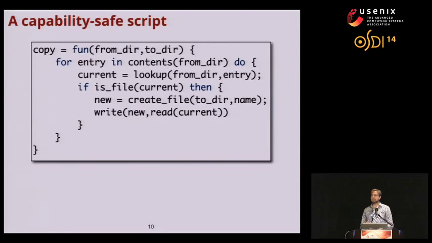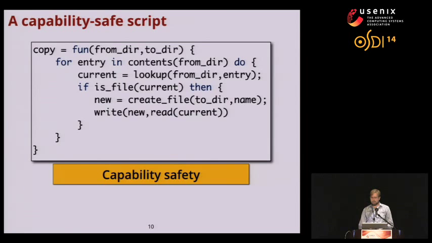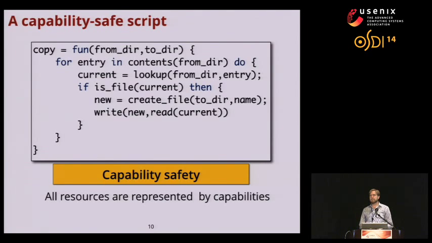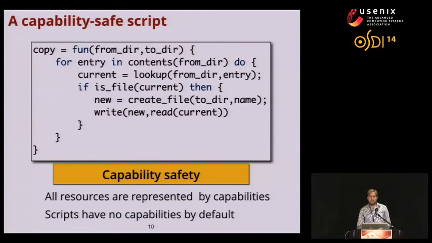Now, there's two important properties about how SHILL uses capabilities that together we call capability safety. So the first is that all rights to resources on the system are represented by capabilities. So all dangerous operations in the system are mediated by those capabilities. And second, scripts don't come with any capabilities by default. And what this means is that you can reason about the effects of a script just by considering what capabilities you pass in as arguments. So for example, when I'm calling this script, I can know that the only effect it has on my system is to modify files and directories that are inside of those directories I passed in as arguments.